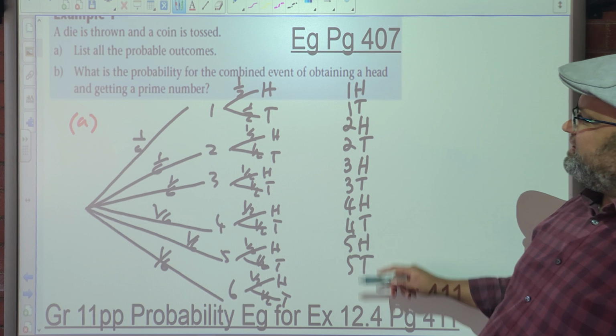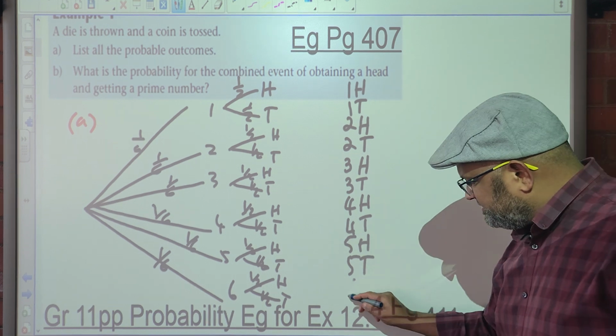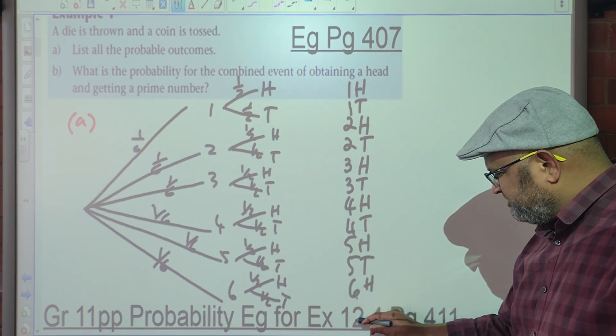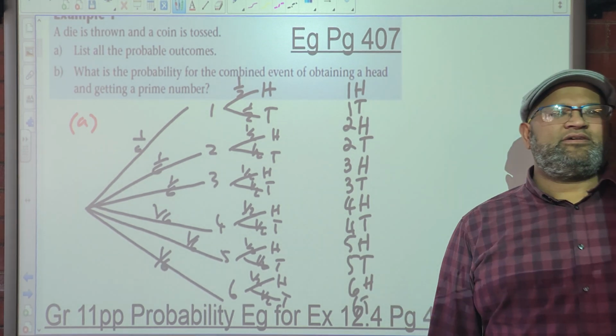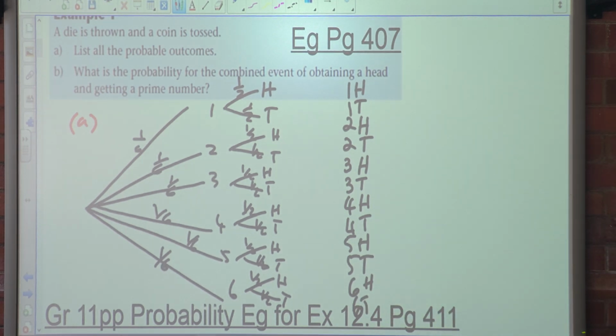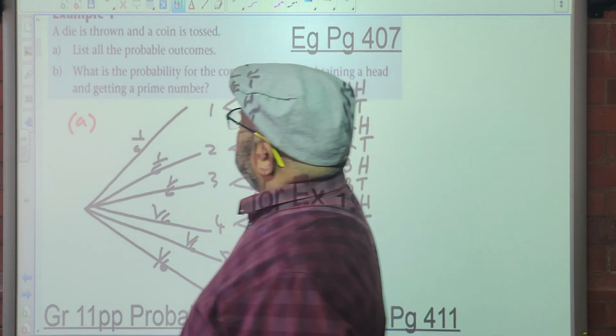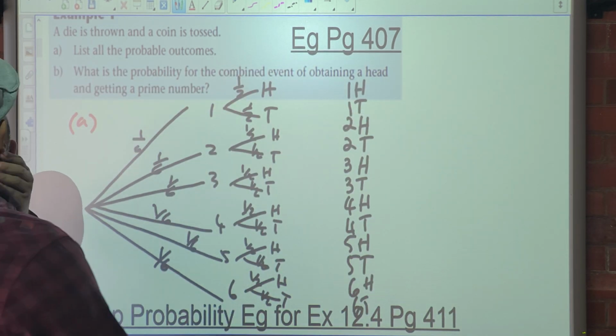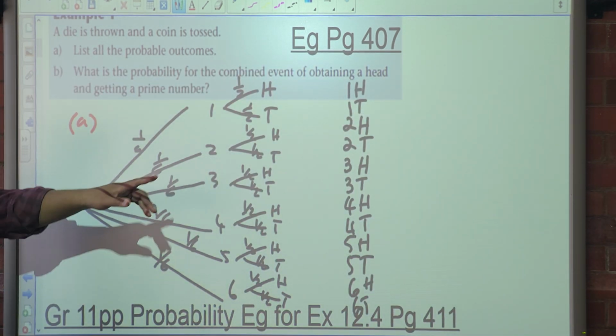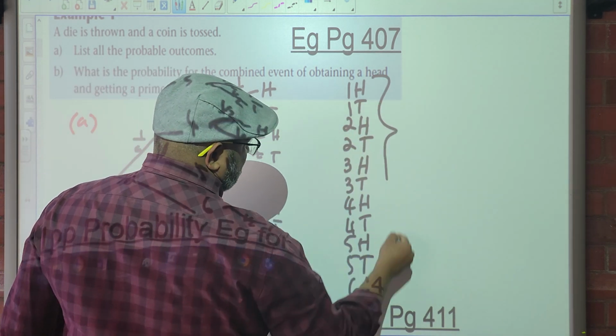So how many outcomes are here? Oh, 6 heads, 6 tails. So how many outcomes are here? Yeah, 12 outcomes, not so? So list up the probable outcomes, and this is what they're looking for.